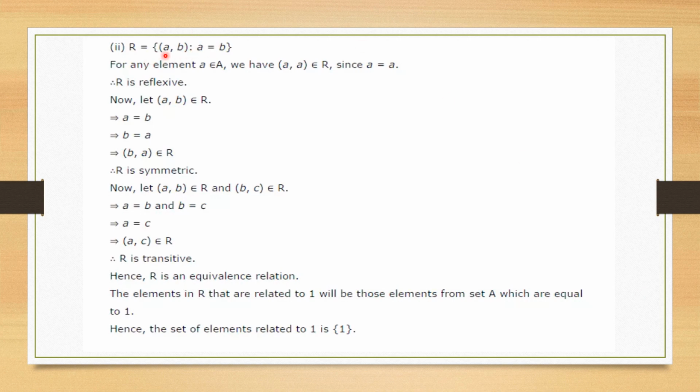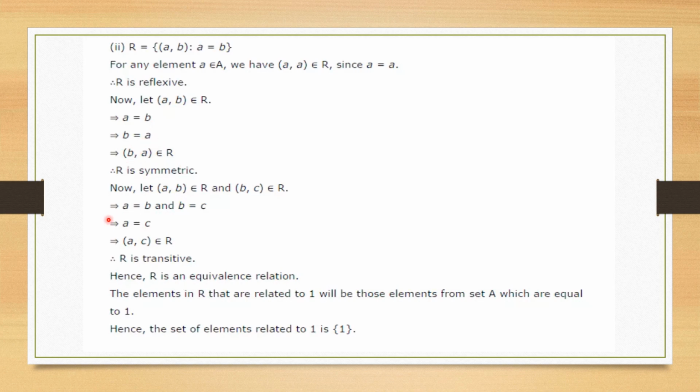For the second one, AB, A is equal to B. I think it is very simple. For any element A, (A, A) belongs to R, because every element is equal to itself. So it is reflexive. For the symmetric case, (A, B) belongs to R means A is equal to B, so B is also equal to A. So (B, A) belongs to R.